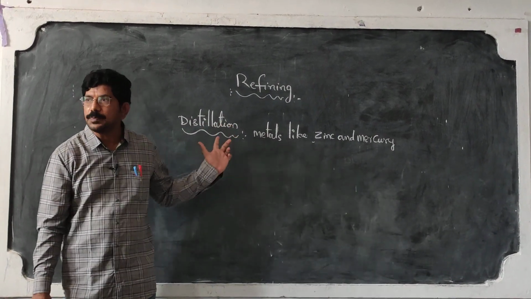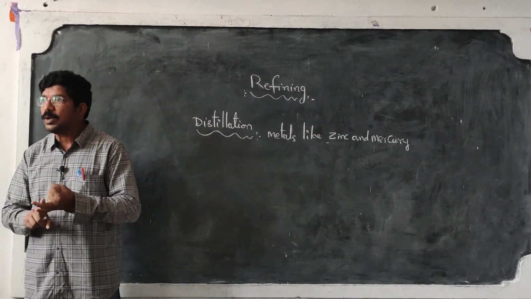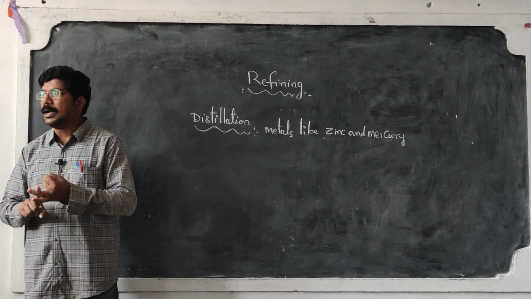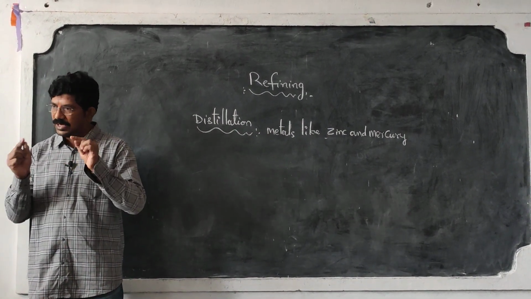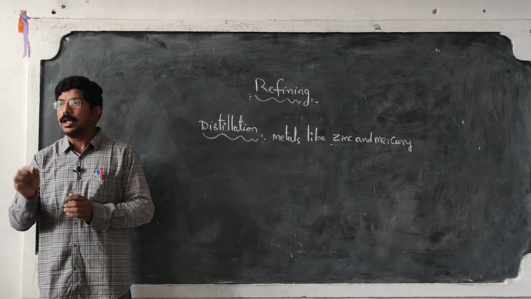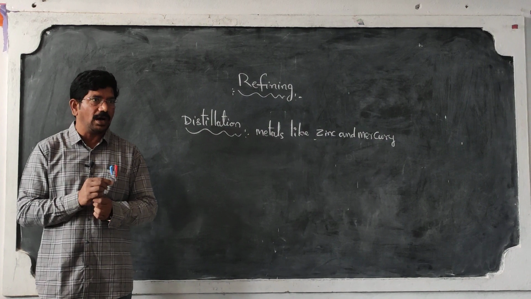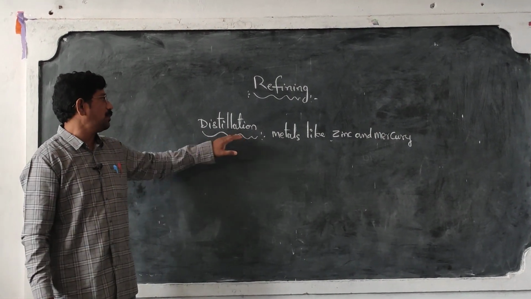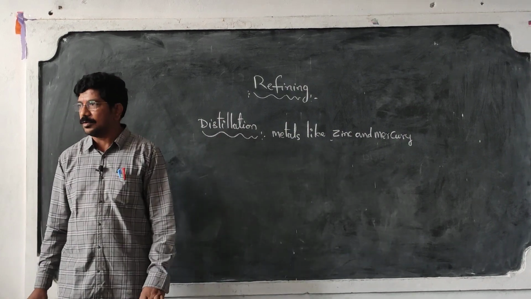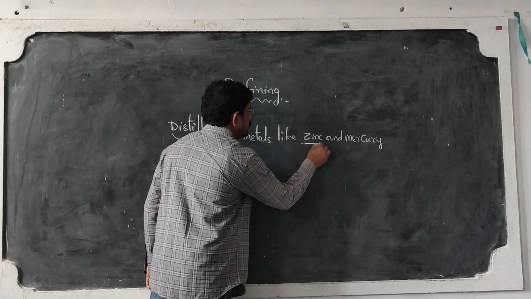We adopt this method whenever there is a difference in the boiling points between the metal and the impurities present. When there is a difference in the boiling points of metal and impurities, we adopt this method, that is distillation. Are you clear? For example, take the case of zinc.